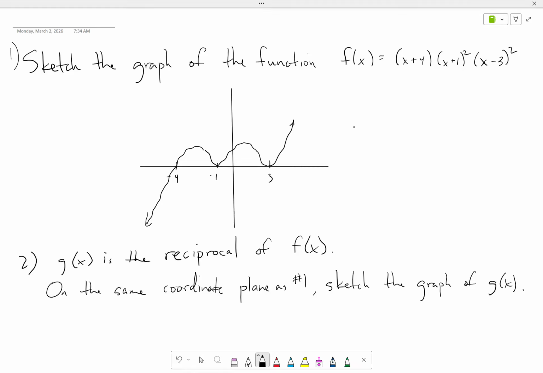Cool. Now, what is the saying? G of x is the reciprocal of f of x. What does that mean? Yes, Max. You take f of x and then put it as the 1 over f of x. Exactly. So it's going to be this. So I want to know what you know about this function. I'm going to graph it for you guys, but I want to know, Connor, what are some things you know about this function?